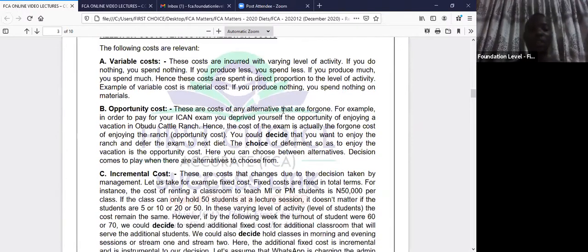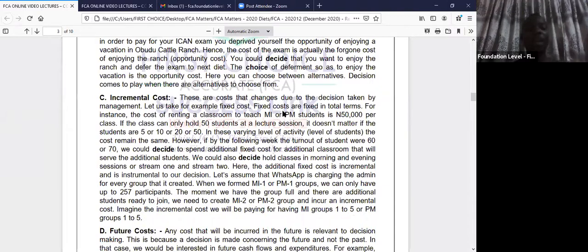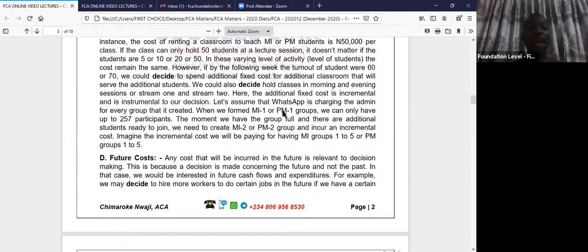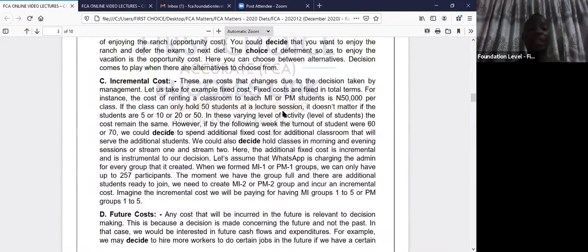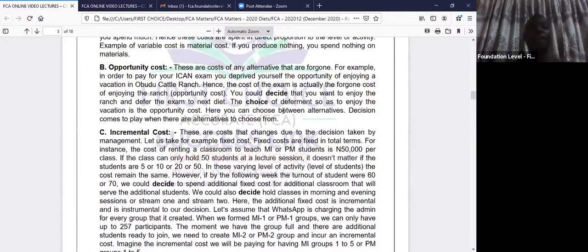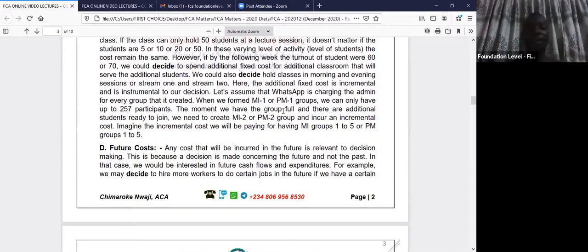So these are some of the learning tools you can use to help yourself to remember the qualities of a relevant cost. You could also say V, variable cost, O, opportunity cost, I, incremental cost, F, future costs, and A, avoidable costs. You can form a sentence. VOIFA, V-O-I-F-A, VOIFA is a relevant cost.